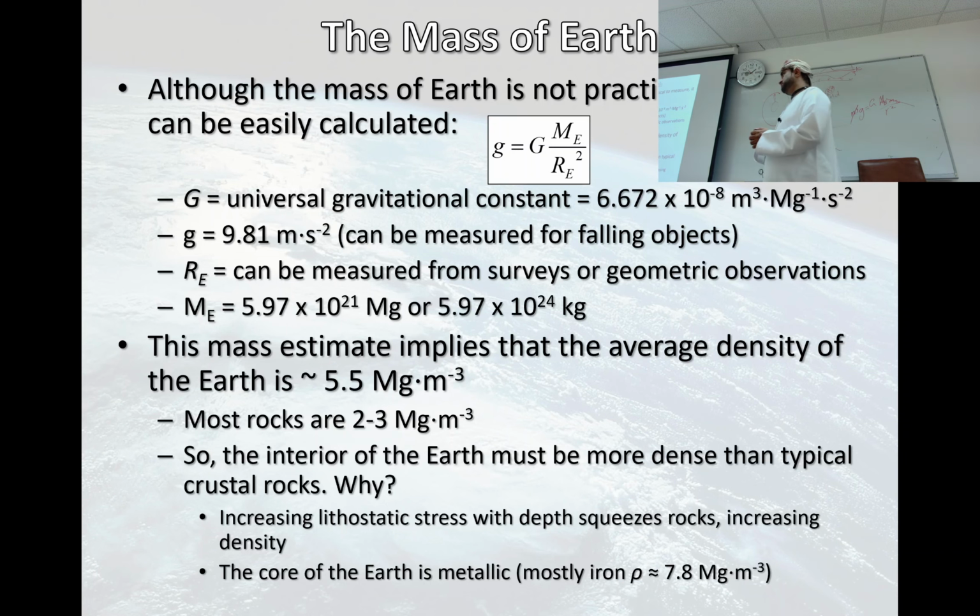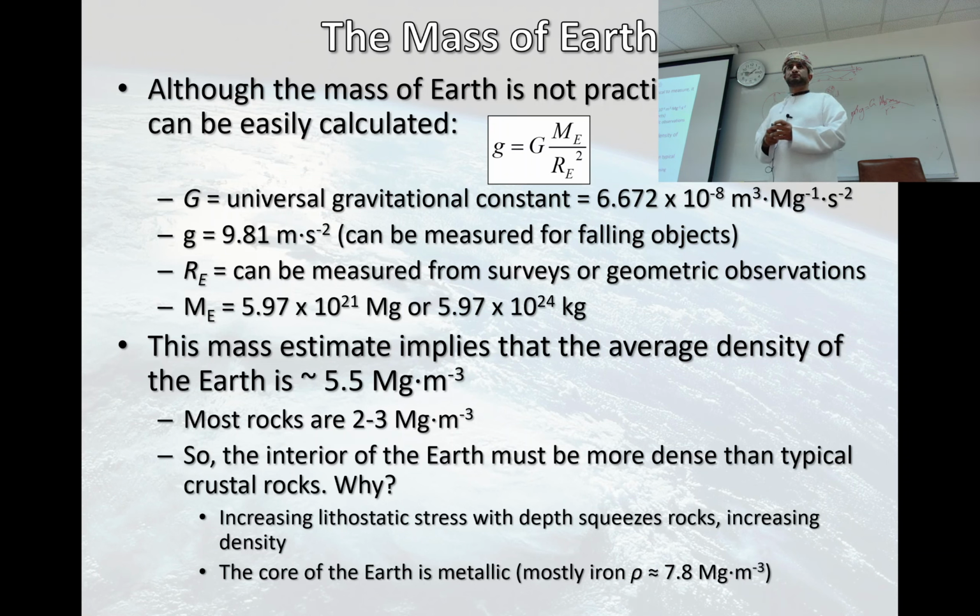which is a bit high. It's large. Most of the rocks on the surface are in the range of 2 to 3 megagram per meter cubed, or the same if you convert them to gram per centimeter cubed. So the range is 2 to 3. What is the average density of, let's say, limestone rock? 2.7, 2.8. Sandstone is 2.7. What's the density of water? 1, that's true.